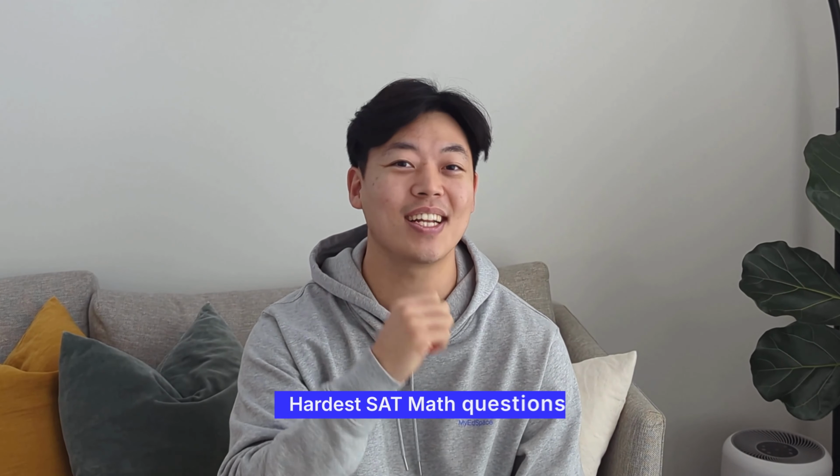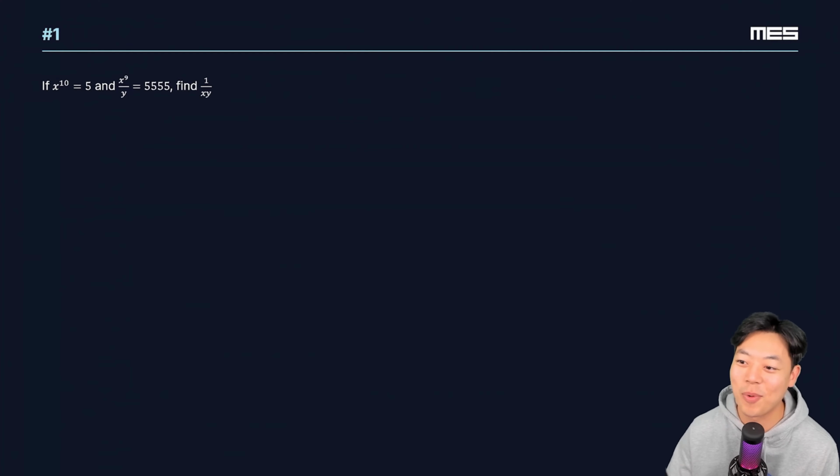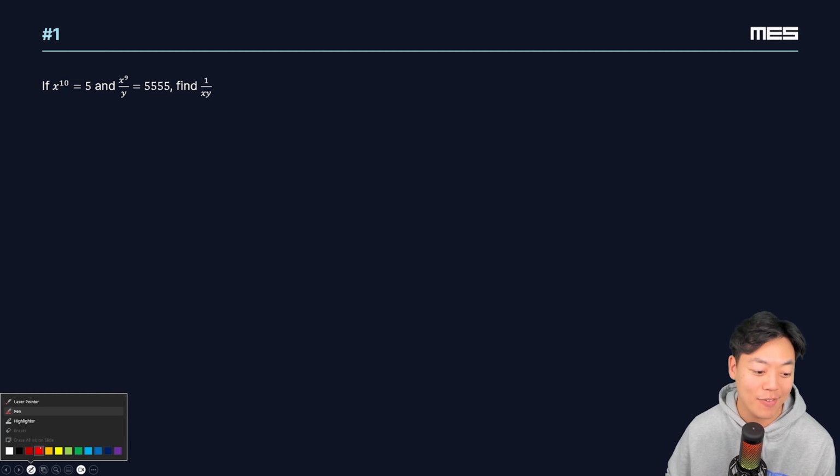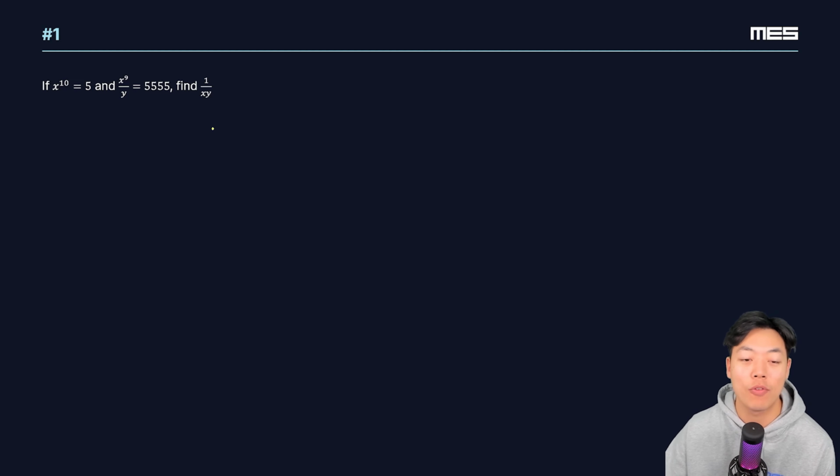Here are some of the hardest SAT math questions. Number one, let's start off simple. If x to the 10th is equal to 5 and x to the 9th over y is equal to 5,555, find 1 over xy.